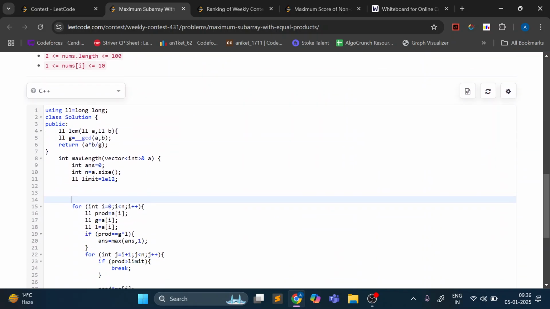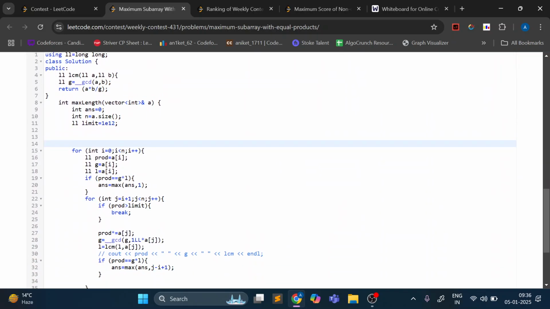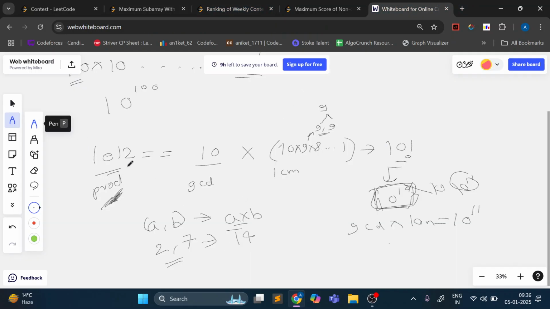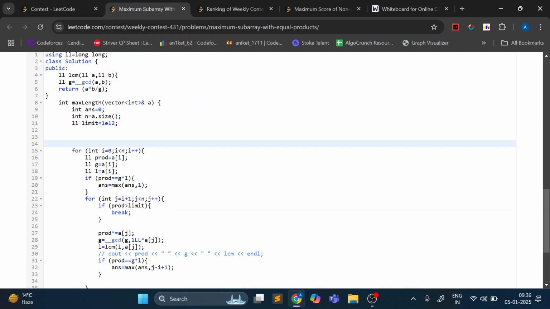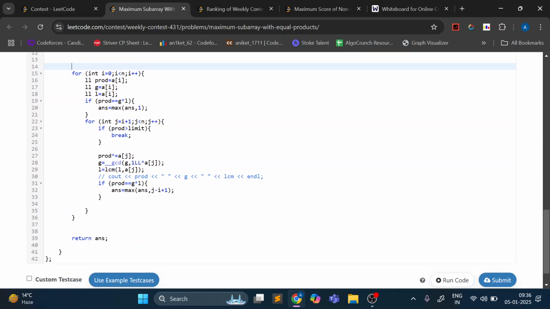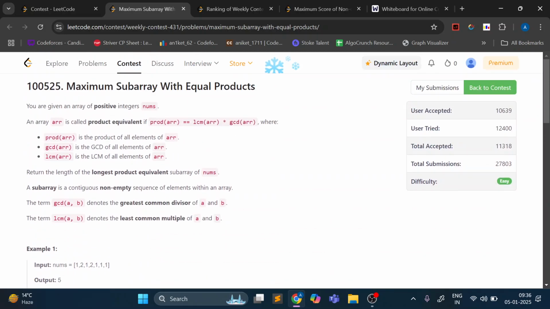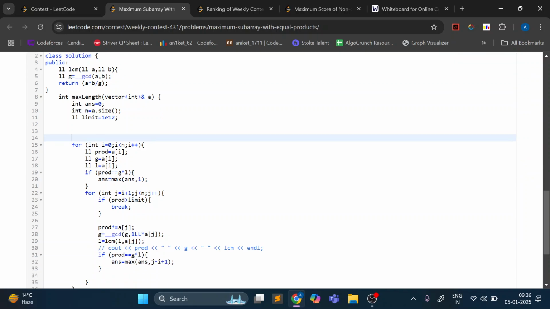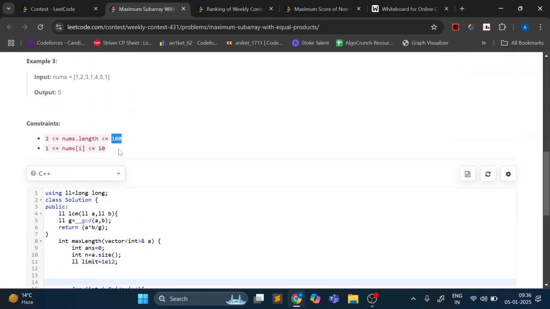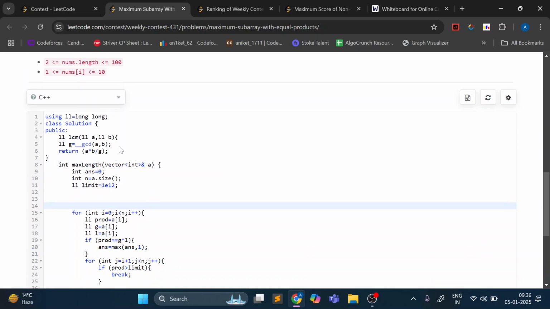If we add that condition, we also don't need to worry about integer overflow. So after 10 to the 12, we just break the second for loop. We won't go into further multiplication. So 10 to the 12 into 10 is 10 to the 13. So it will never go above 10 to the 12. That was the mistake which I made first. I didn't add this condition, and that's why I got two penalties.